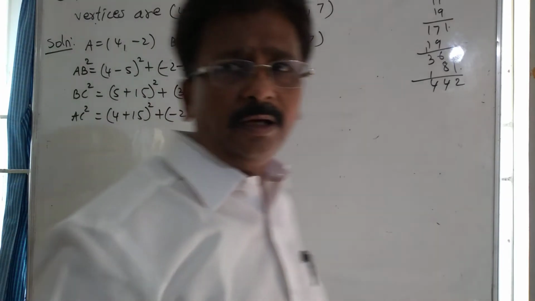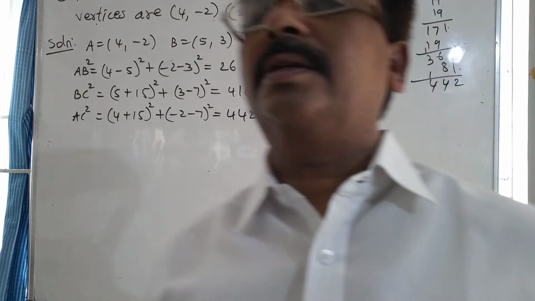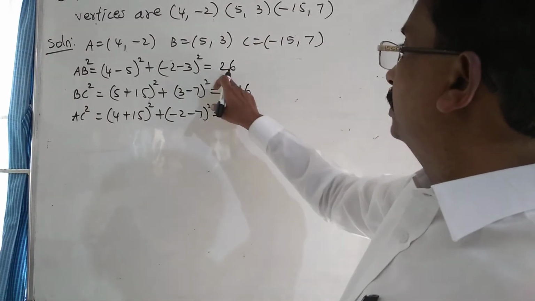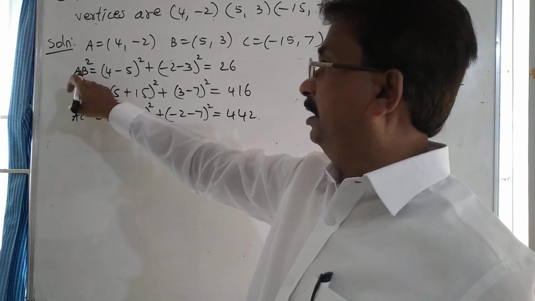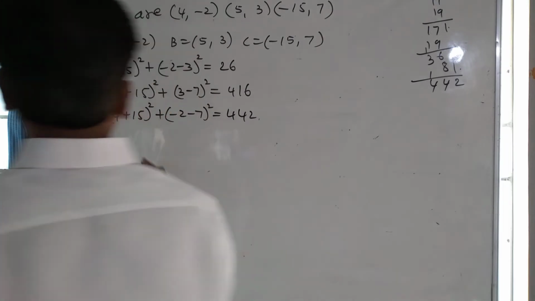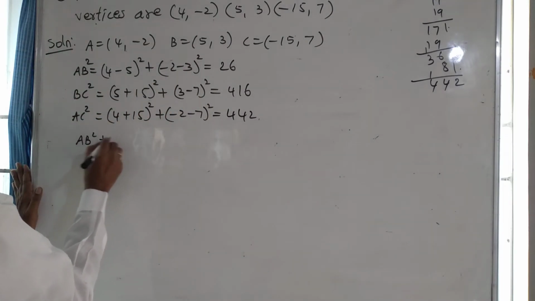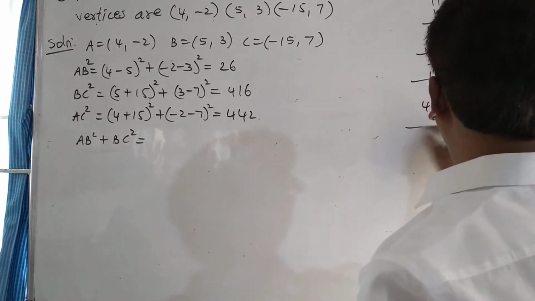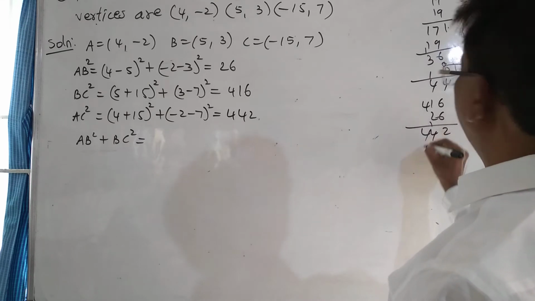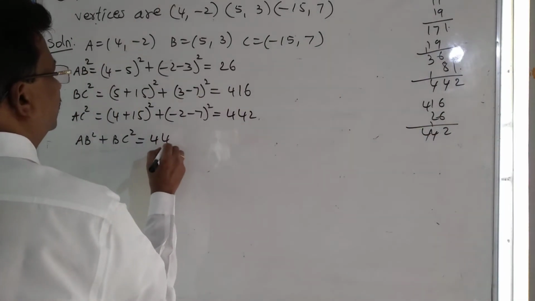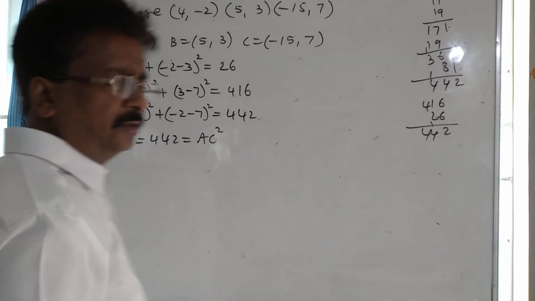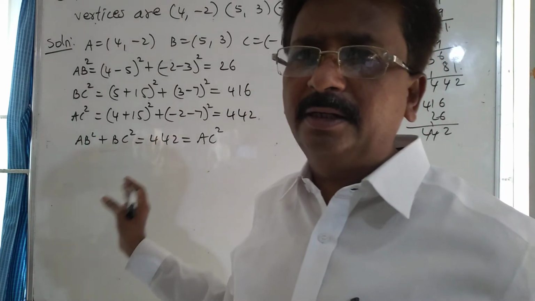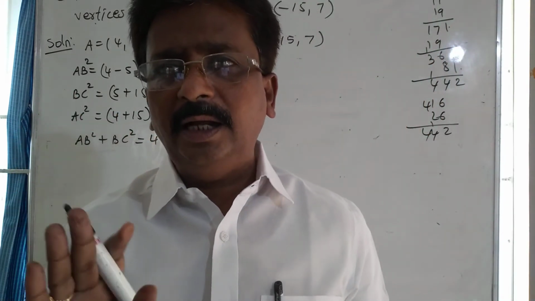Okay. Now which is the largest side? AC is the largest side. So let us verify the sum of the two smaller sides, AB square and BC square. AB square plus BC square value is 26 plus 416, which is 442. It is equal to AC square. So the longest side is AC and it is a right angle triangle because it satisfies the Pythagoras theorem. So AC is the hypotenuse.